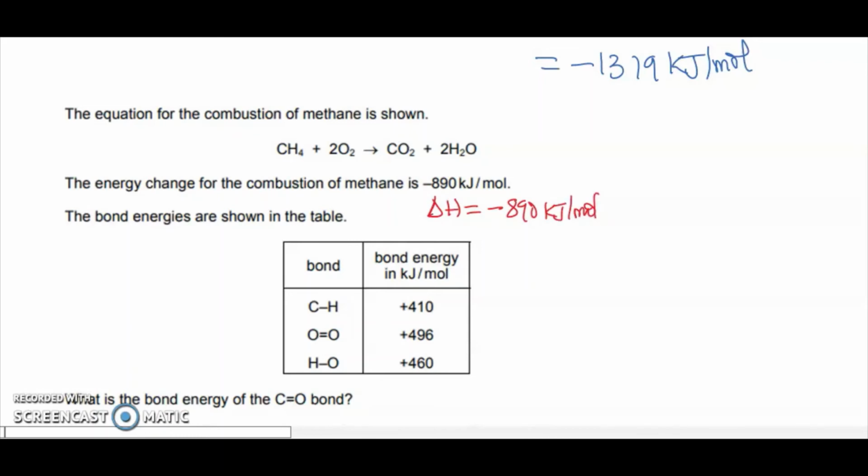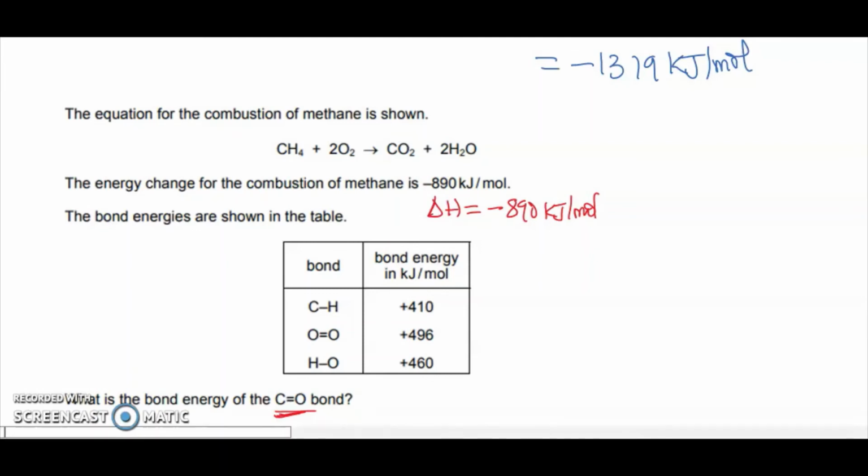Now, what do they want us to do? The bond energies are shown in the table. Yes. What is the bond energy for the CO bond? So in this case, we need to calculate the bond energy for the CO bond. Anyway, don't worry about that. It's pretty easy. Let's do it together. Okay, remember our formula already. So we're going to make use of that formula to be able to calculate the value for the CO bond.